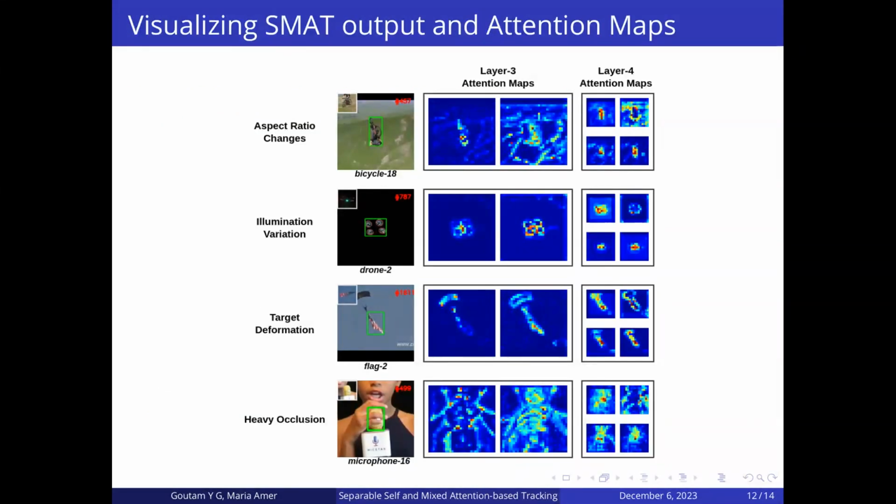In order to better understand the working of our tracker, we visualize the attention maps for different challenging scenarios while tracking various target objects. And we observe that in all the scenarios, despite the target undergoing different challenging factors such as aspect ratio changes, illumination variation, deformation, and occlusion, our tracker is able to accurately focus on the target object and generate the appropriate bounding box results.